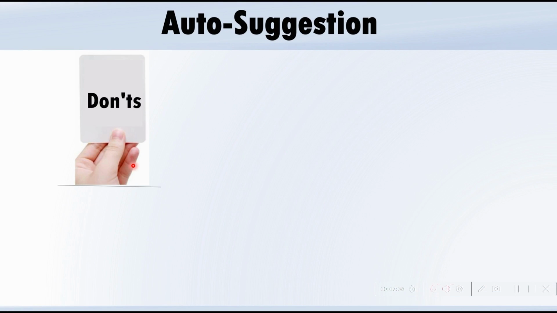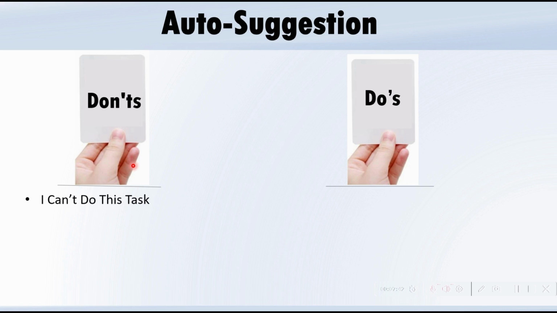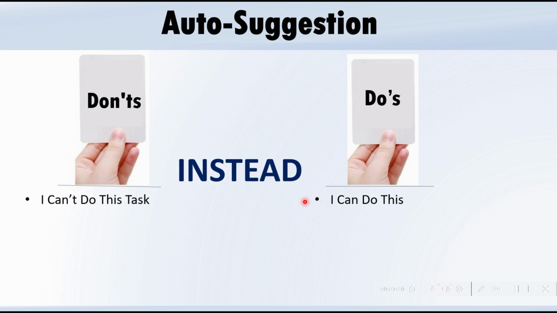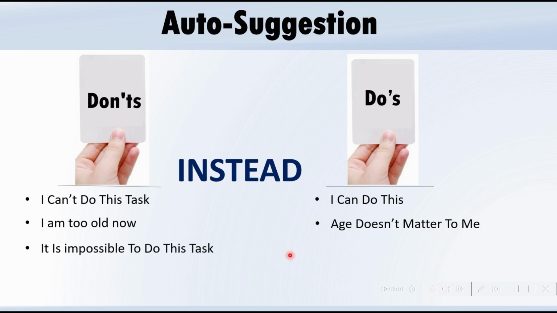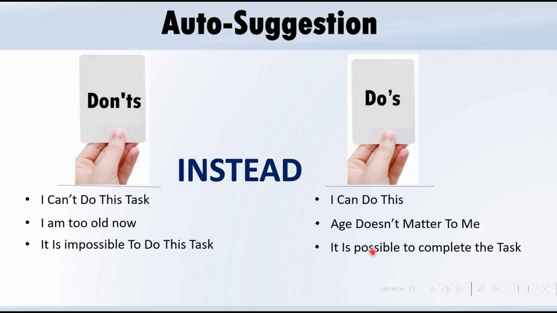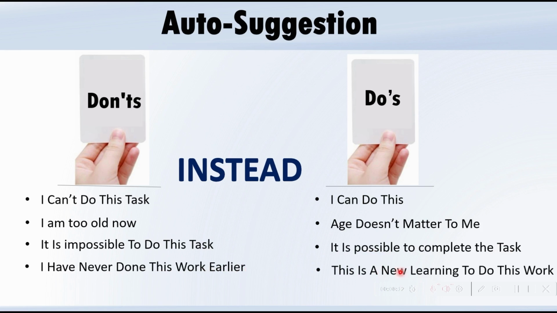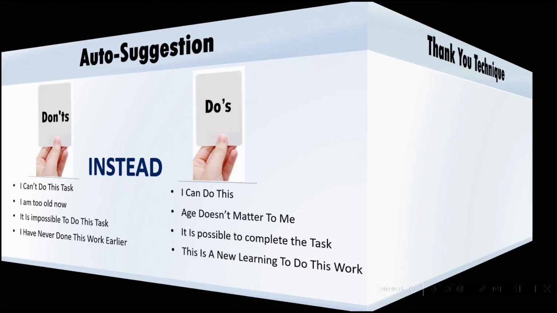Now let us see the do's and don'ts for auto-suggestion. In the don'ts, don't say to yourself that I can't do this activity. Instead, say that I can do this activity. I am too old now. Instead, say age doesn't matter to me. It is impossible to do this task. Instead, say that it is possible to complete the task. I have never done this work earlier. Instead, you can say that this is a new learning to do this work.